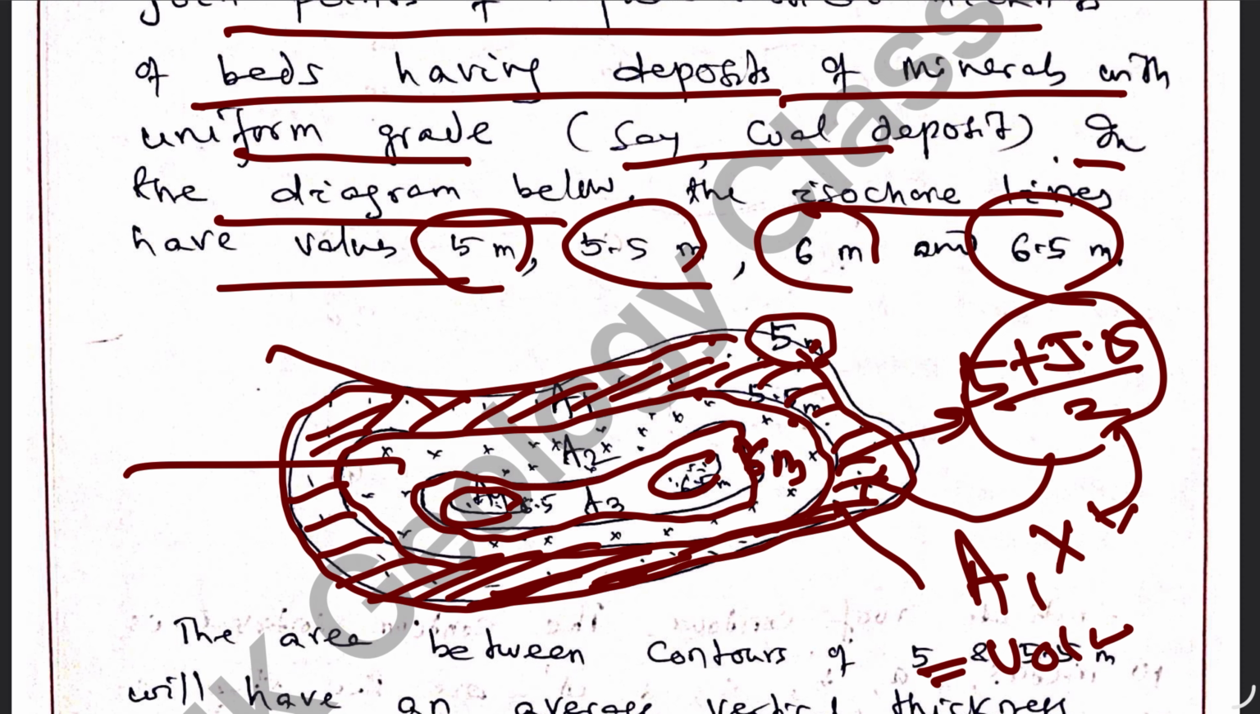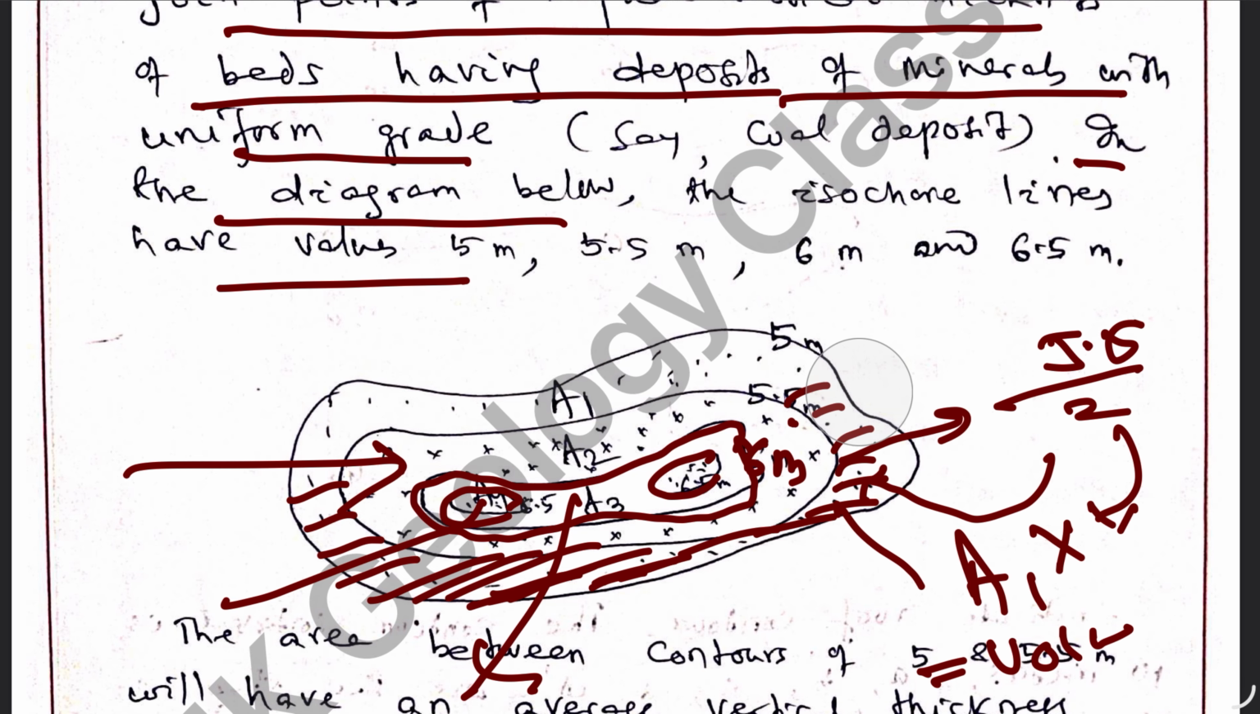Similarly, the volume for this block is found out, the volume for this third block is found out, the volume for this fourth block is found out, and all the volumes are added up to give the total volume by use of these isochore maps. That has been discussed here.